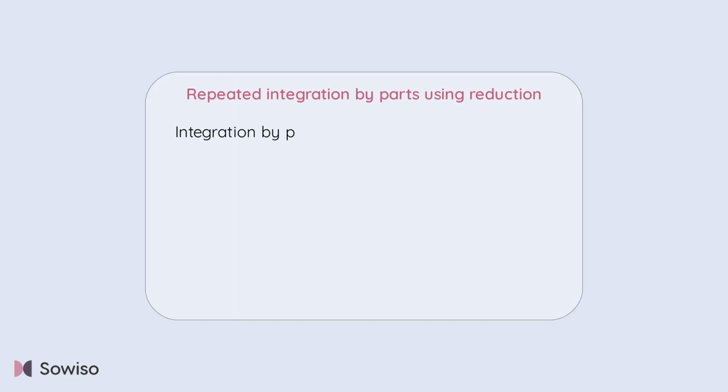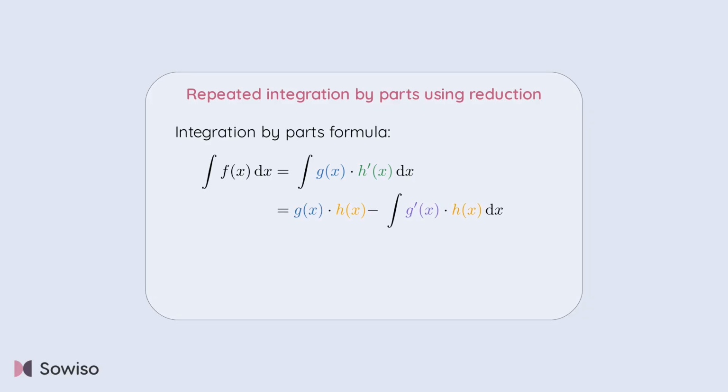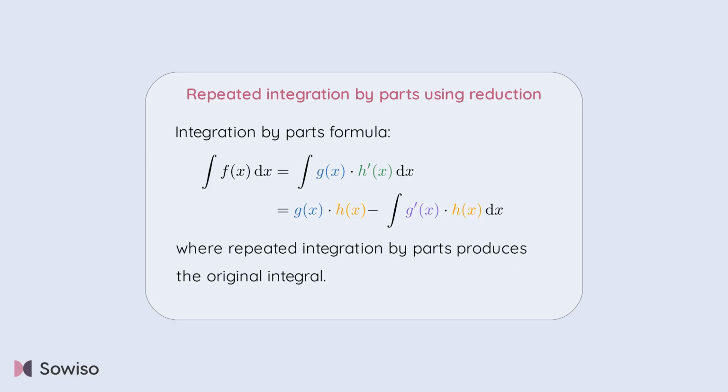We have seen that in the integration by parts formula, we shift from calculating the antiderivative of g times h prime to calculating the antiderivative of g prime times h. In some cases, the new integral can be solved using integration by parts. When this produces the original integral again, we use reduction to solve it. Now, let us look at an example to see how this works.